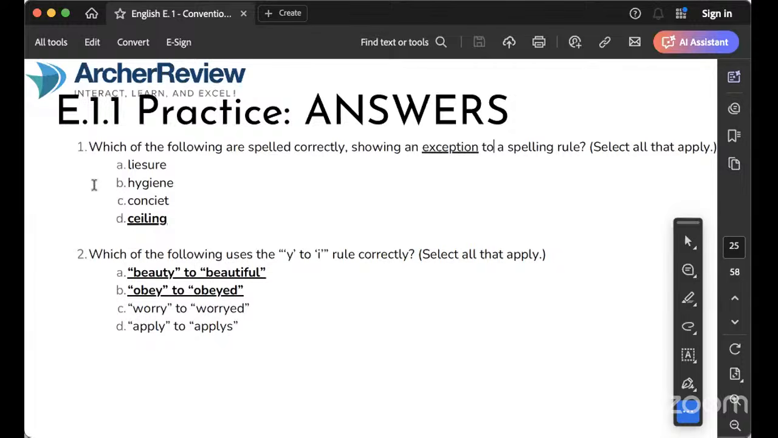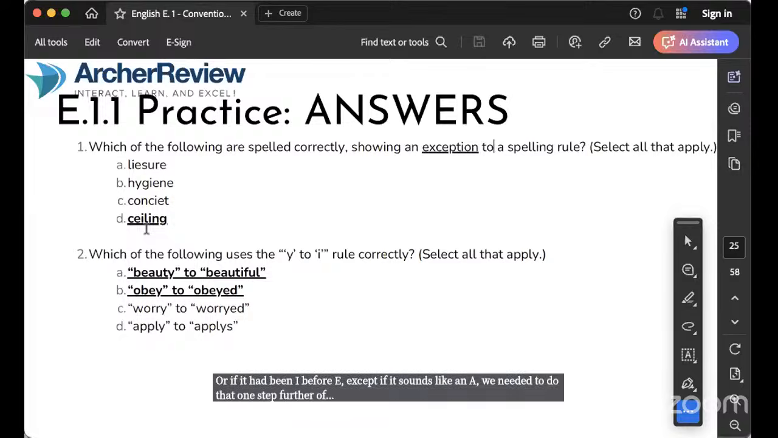So we needed like I before E except after C like it was in D. Or if it had been I before E except if it sounds like an A. We needed it to do that one step further of that exception.